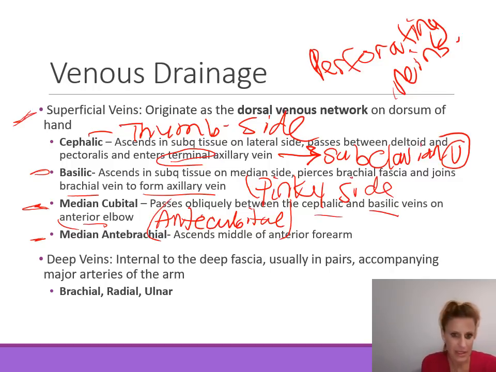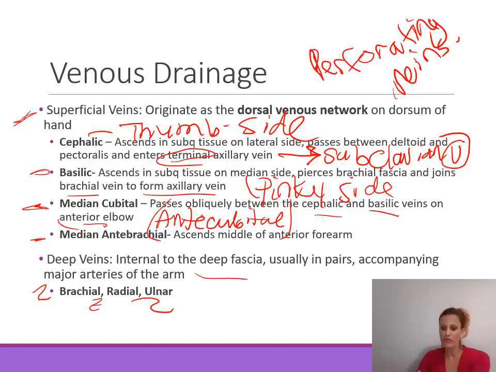The deep veins are located, again, deeper. They're internal to the deep fascia. They typically come in pairs. So there's 2 brachial veins, 2 radial veins, 2 ulnar veins, and they accompany the major arteries in the arm.